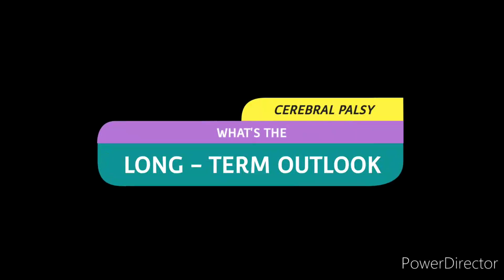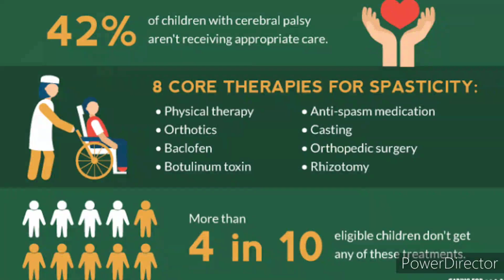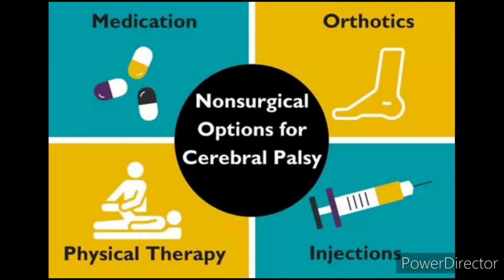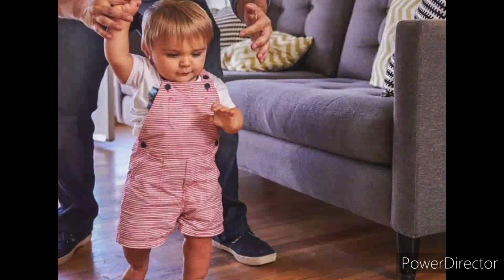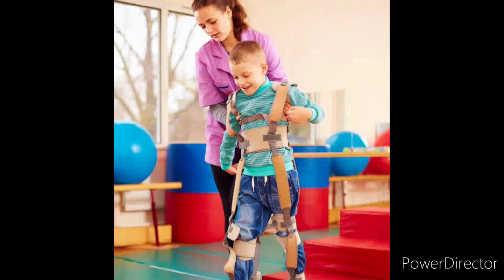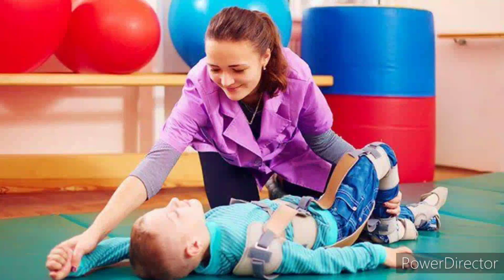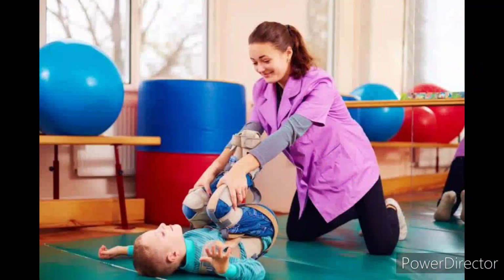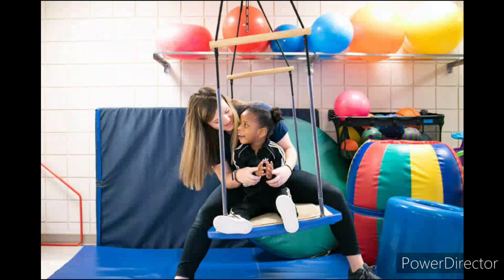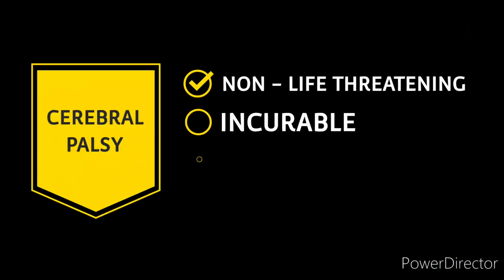What's the long-term outlook for people with cerebral palsy? There's no cure for CP, but the condition can often be treated and managed effectively. The specific type of treatment varies from person to person. Some people with CP may not need very much assistance, and others might need extensive, long-term care for their symptoms. Regardless of the severity of the condition, treatment can improve the lives of those with CP. Cerebral palsy is non-life-threatening, incurable, non-progressive, and permanent.